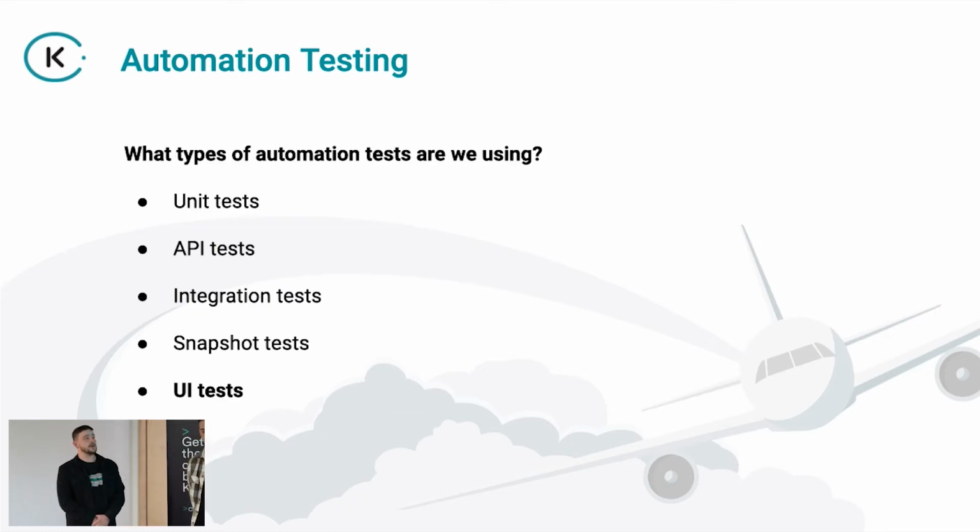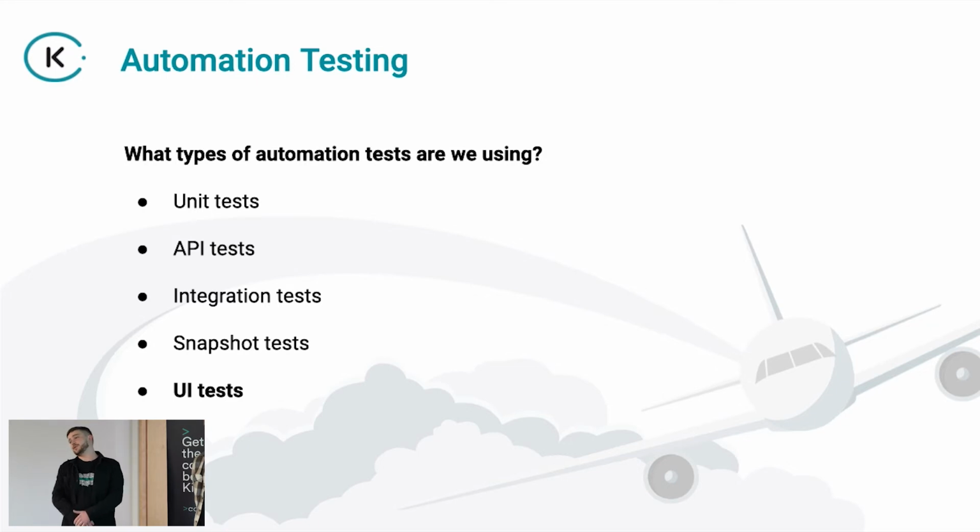So here are some types of tests which we are using. Let's start with unit tests. Unit tests are testing individual methods or business logic. This testing is done on code level. Then we have API tests, which are testing communication between web services or some software modules and so on. Then we have integration tests, which are testing that different application modules are working well together.